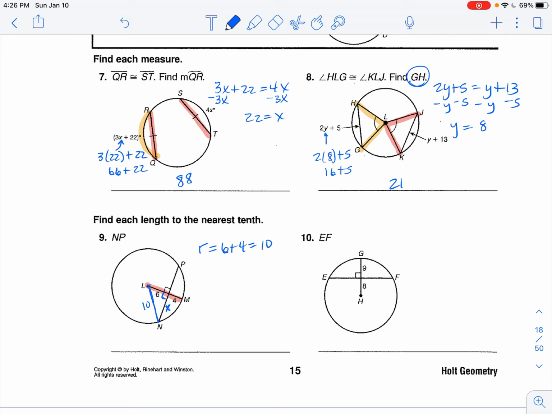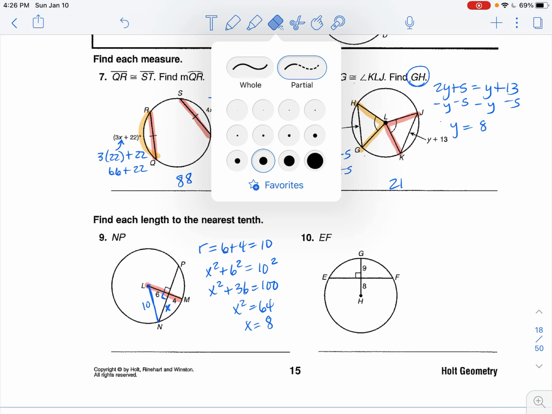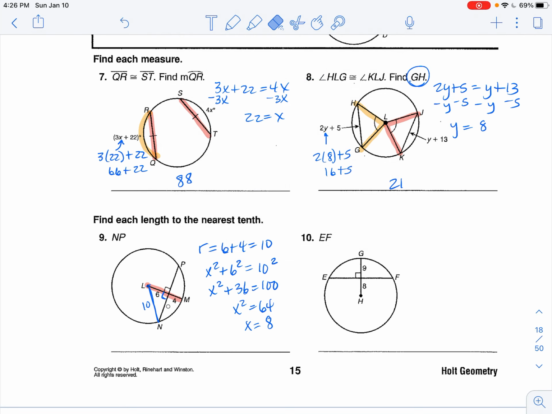Now, by working the Pythagorean theorem, I'll go ahead and just make this a little x right here. X squared plus 6 squared is equal to 10 squared. So x squared plus 36 is equal to 100. And if I subtract 36, that'll give me 64. And if I square root it, that'll give me 8. So I know that this little x that I drew in here is equal to 8. Well, if this is perpendicular, then it's bisecting. So from N to this intersection is 8. Well, from this intersection to P, this is also 8. So the length of NP is equal to 16.